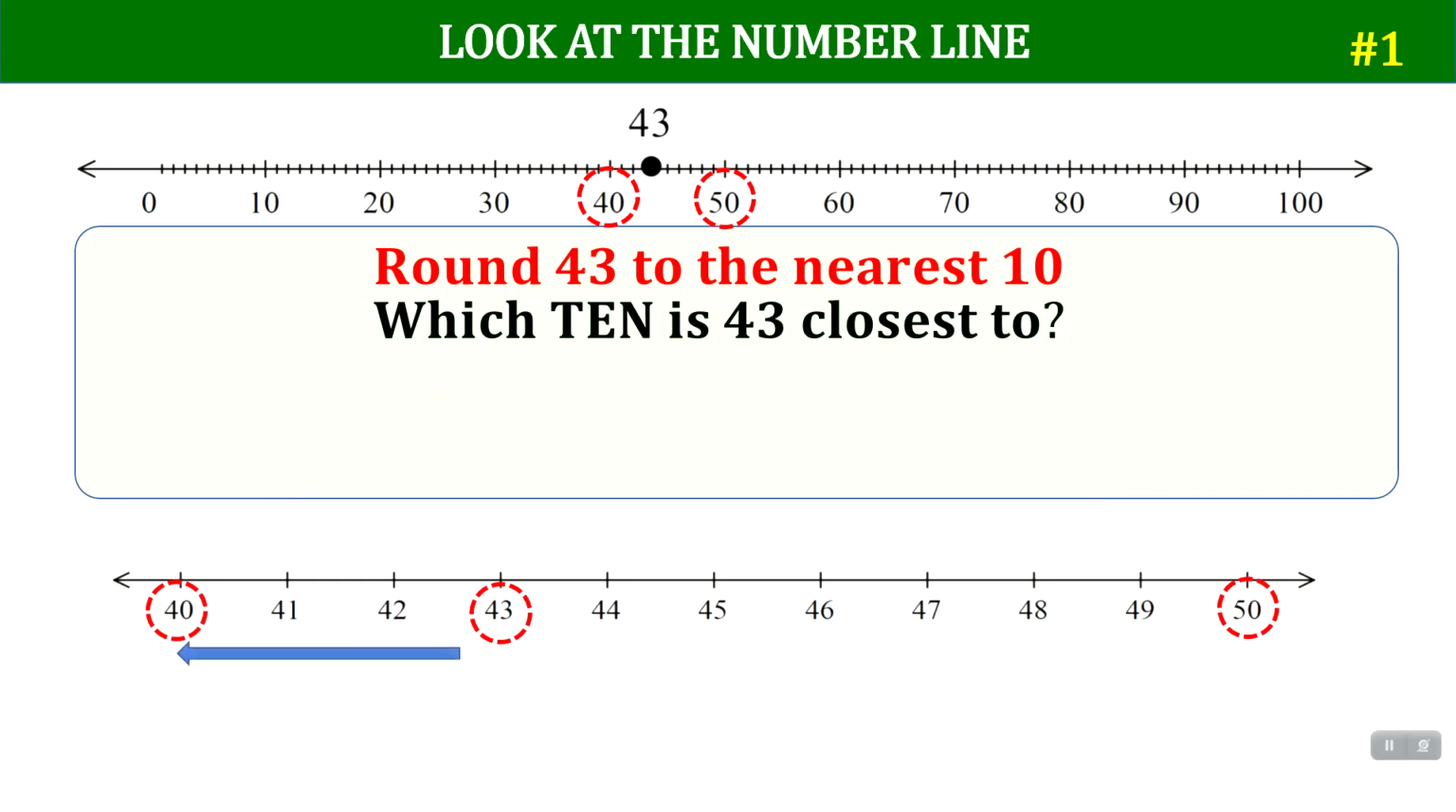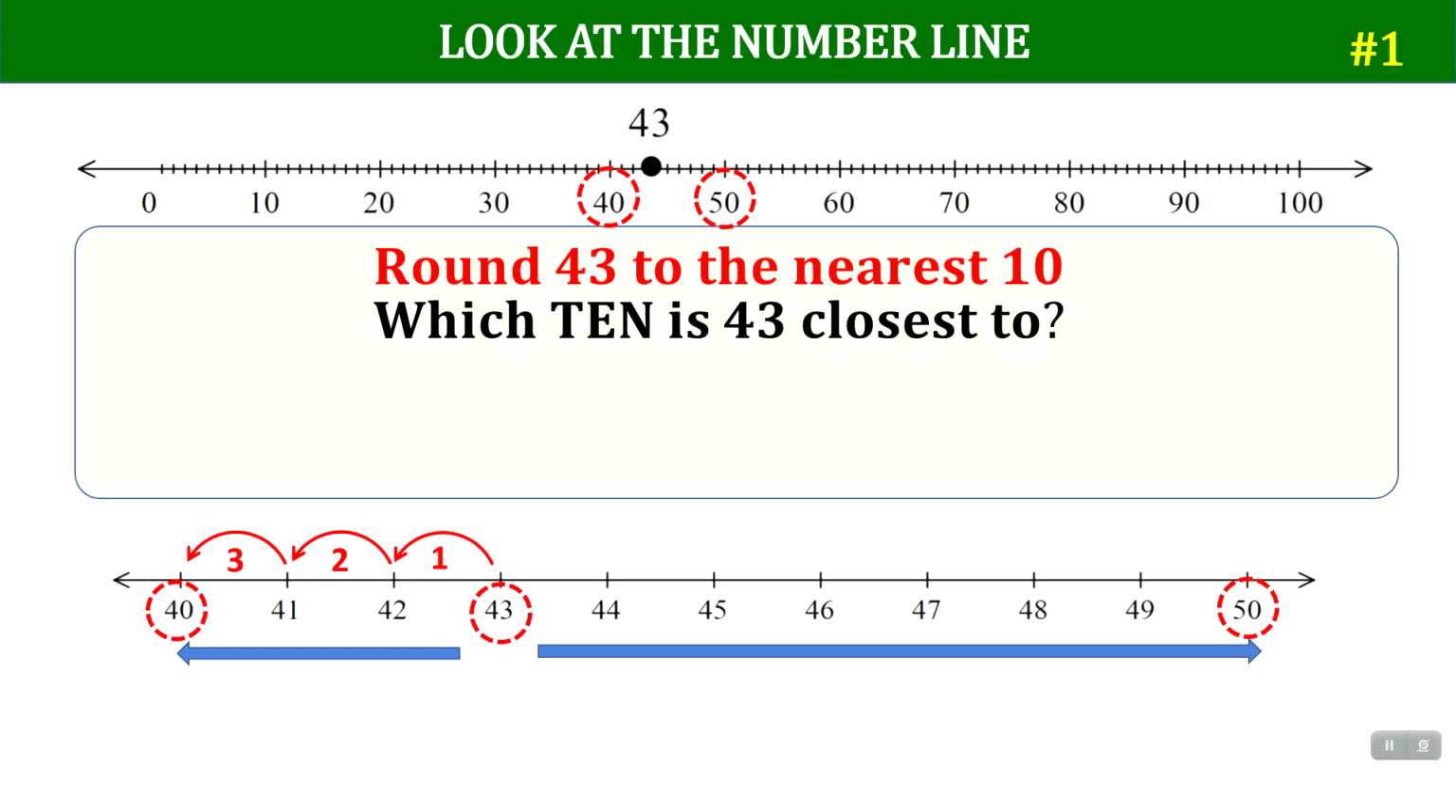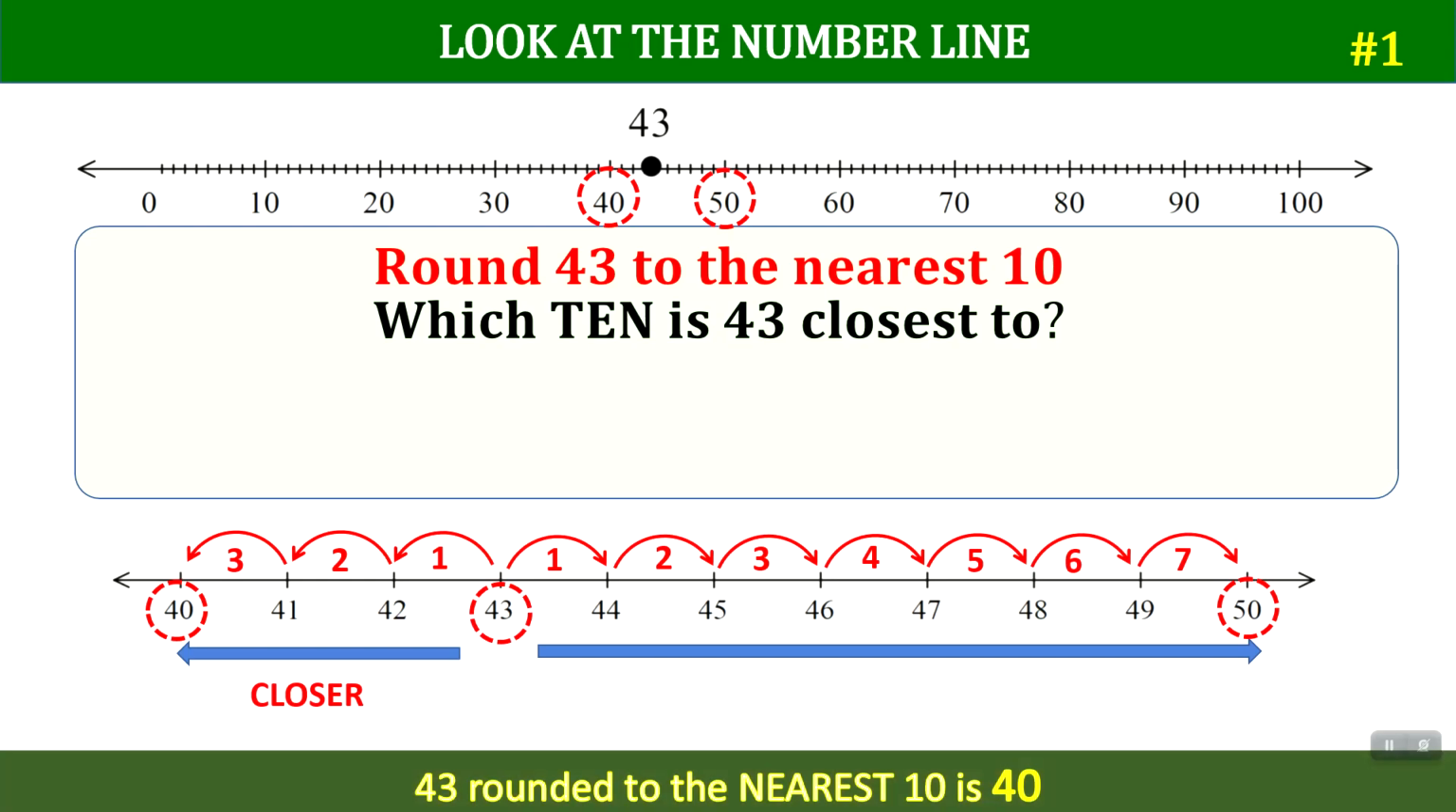Well, let's have a look, going from 43 back to 40. It takes us 1, 2, 3 jumps to get to 40, going in that direction. Let's look at how long it takes us to get to 50. 1, 2, 3, 4, 5, 6, 7. Takes us longer time to get to 50, and so therefore 43 is closer to 40. And so we say 43 rounded to the nearest 10 is 40.